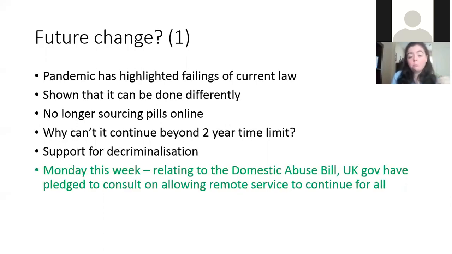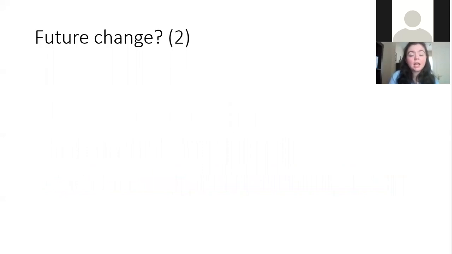On Monday this week, if you've seen anything about the domestic abuse bill in the news or on social media, there's been quite a lot of chat about that. But there were a lot of campaigns right up to very recently, talking about getting the government to allow remote services to continue for people experiencing domestic abuse. But what the government has actually done is say they're going to consult on allowing remote services to continue for all people who want to access the services, which, if that passes, is a change I would welcome massively. So what could legislation possibly look like in the future?